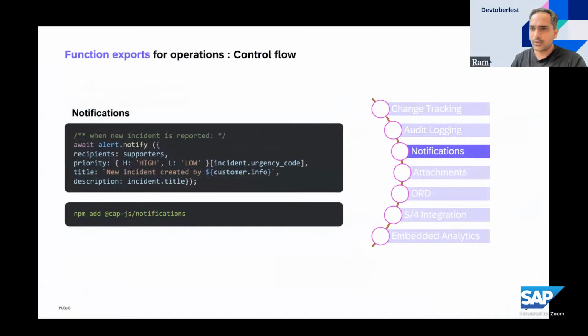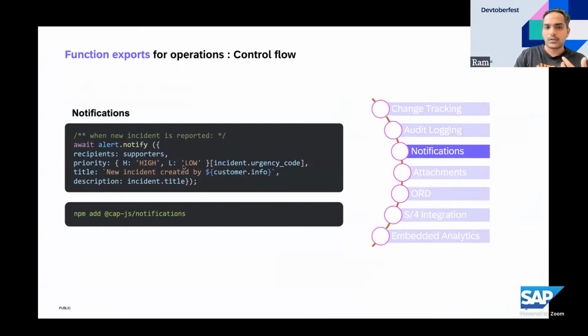One more example or use case is that you can have a function export for operations to change the control flow of the application. We do have a notification plugin, and it already provides certain APIs for you to integrate your CAP application with the alert notification service, so that you can send Fiori notifications and so on. In order to do that, you have to create different notification types and write a lot of logic around it. But all those things are abstracted by the plugin.